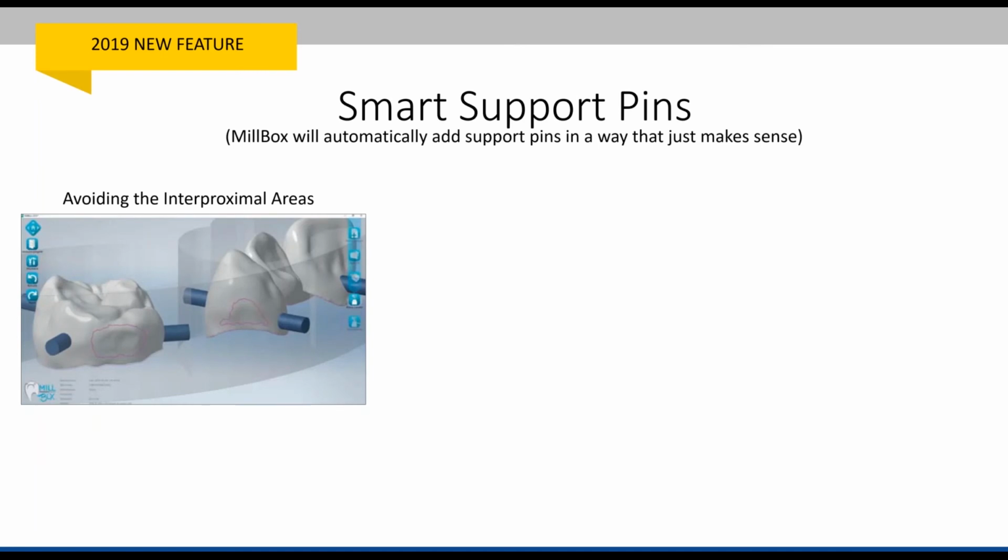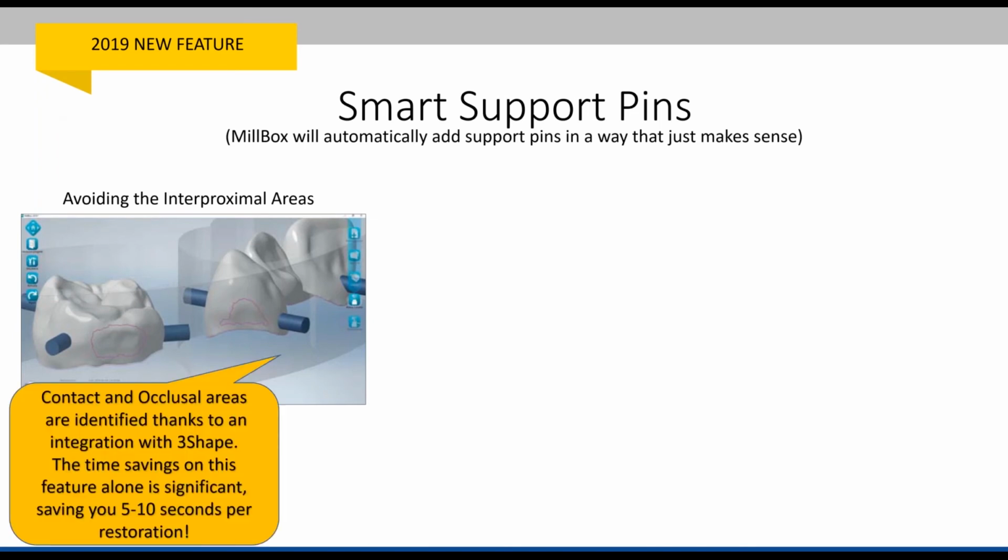We're going to avoid the interproximal areas. You see the areas in pink there that are automatically identified in some of the design softwares. 3Shape is the software that has given us the most information. So the time savings on this is pretty significant. You're going to save 5 to 10 seconds per restoration. That's if you're pretty fast. We timed this with one of our guys that has a lot of lab experience with it auto putting the pins on, and then with him doing it himself, and that's how we got 5 to 10 seconds per restoration. That's certainly going to add up as you do hundreds of these per day.